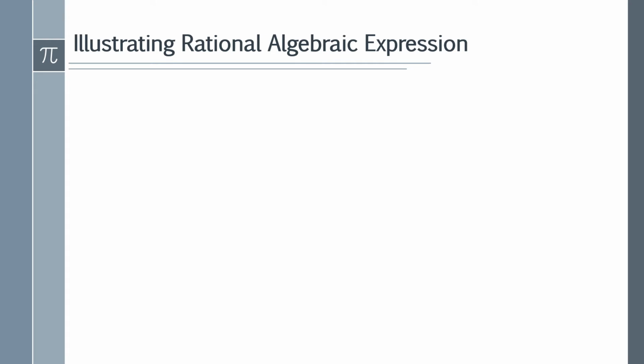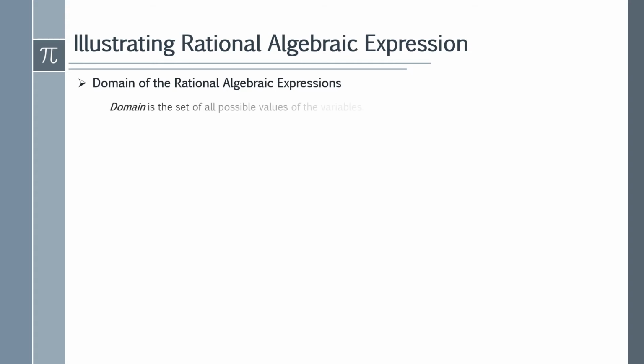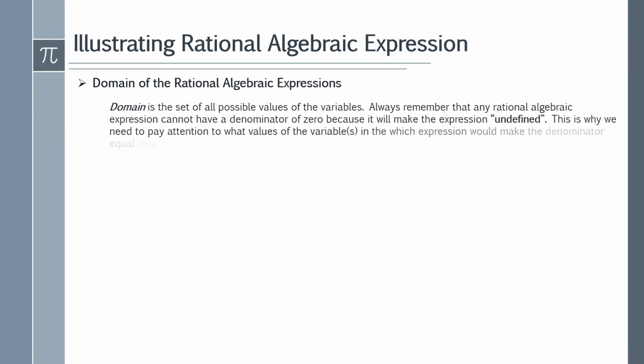Okay. So class, we are already done identifying a certain expression if that is a rational algebraic expression or not. Okay? So the next topic, class, is domain of rational algebraic expression. What is a domain of a rational algebraic expression? So domain is the set of all possible values of the variable. Okay? Let's have it first. Sabi, domain is the set of all possible values of variables.